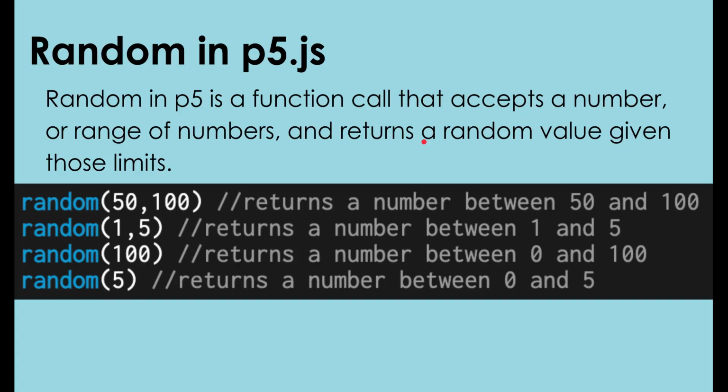In JavaScript, random is a function that takes in a number or a range of numbers and returns a random value given those limits. So random 50 to 100 returns a number between 50 and 100. Random 1 to 5 returns a number 1 to 5. Random 100 returns a number between 0 and 100. And random 5 returns a number between 0 and 5.